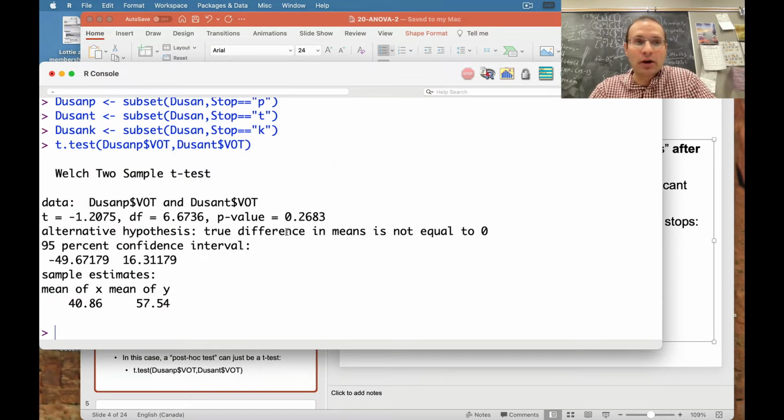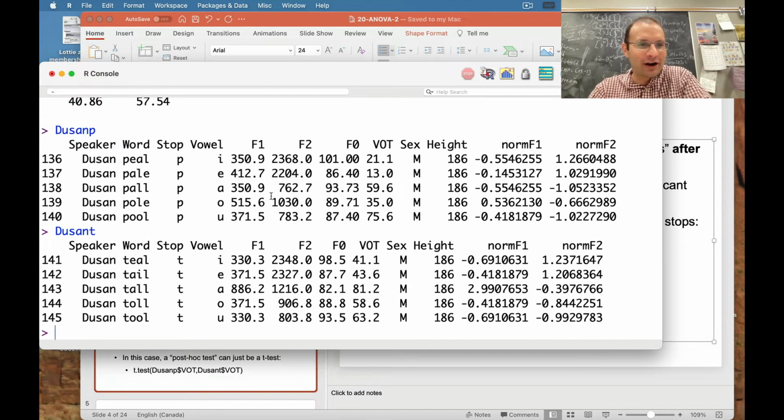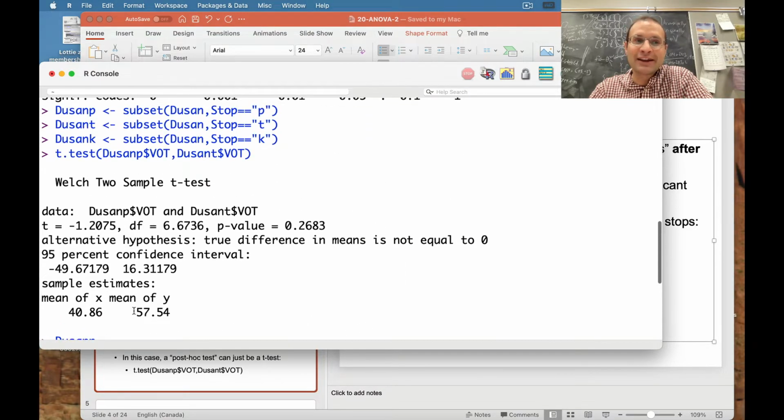I will say, though, if we take a look at these, there are 5 items in each set, and the only difference between the items is the stop that they begin with. Otherwise, they're exactly the same phonologically. So we could run a paired samples t-test here, but I'm not going to, just because I want to keep this simple and focused on just the concept of running post-hoc tests rather than anything else.